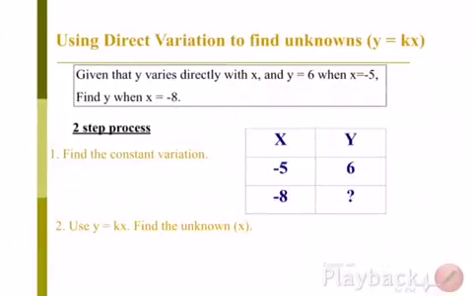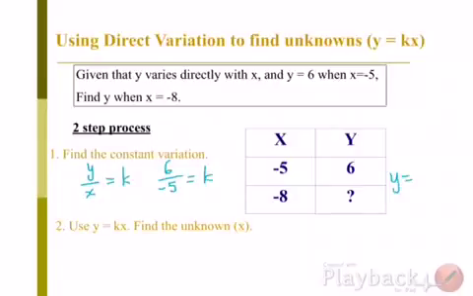Pretty straightforward. On to another example. This time we're trying to find y. Last time we were finding x. So again, I know that my constant is y over x is equal to k. So my y value is 6, my x value is -5, and that's going to give me my k value. So my k value is 6 over -5, and then I can plug that into my equation.